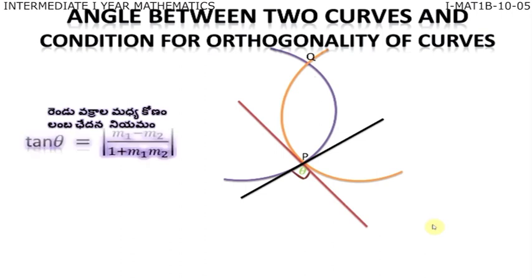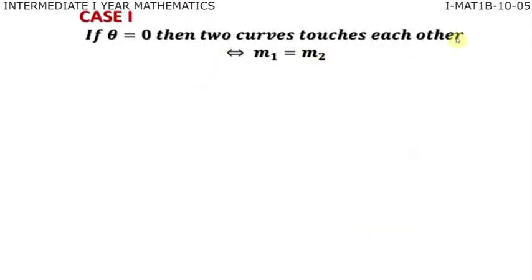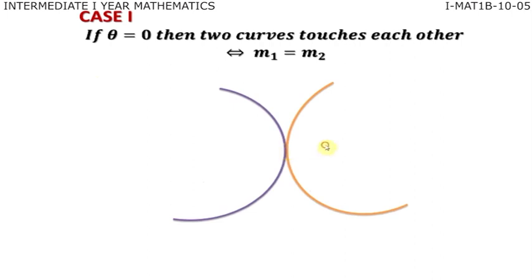And this is given by the formula tan theta is equal to (m1 minus m2) by (1 plus m1 m2). So I will discuss m1 m2 in further steps. Now see, the next concept: if theta is equal to 0, then two curves touch each other. That implies m1 is equal to m2. Tan theta is equal to 0 means theta is equal to tan inverse of 0, which is 0. On cross multiplication you will get this result. In this case, the two curves will be like this. Two curves touch at this point, and the only common tangent is this one.